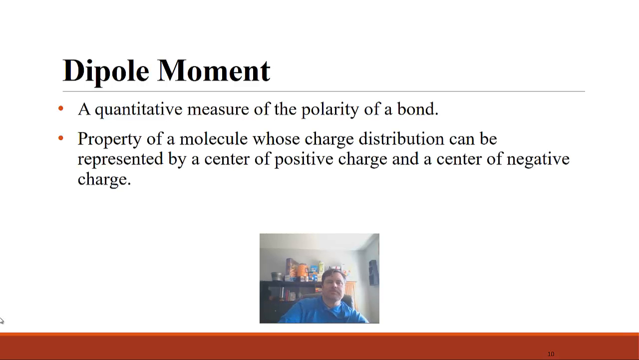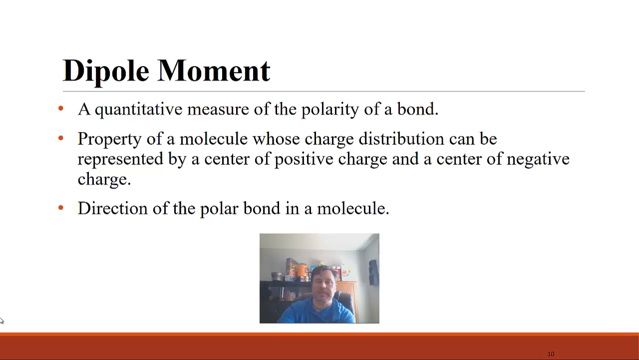Okay, we can define it as a property of a molecule's charge distribution that can be represented by a center of positive charge and a center of negative charge. Okay, the negative charge is due to the bigger electronegativity value pulling the electrons to that side, and the other side then doesn't have them, so it becomes slightly positive. Okay, and so what we can do is show this dipole moment to show the direction of a polar bond in a molecule. Where does that polarity lie?